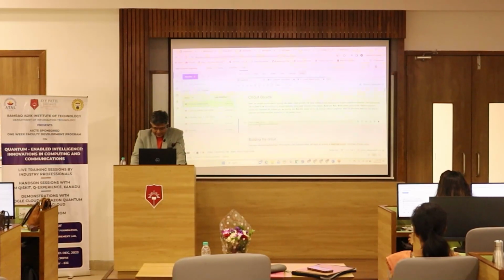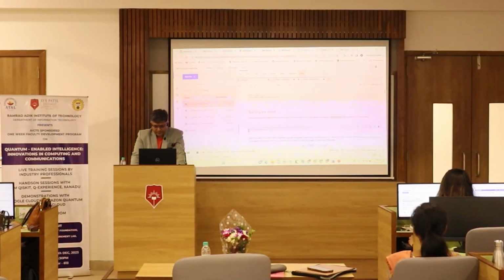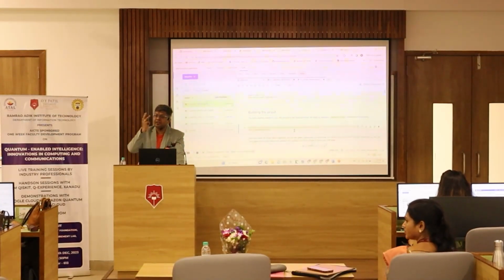Right. So if I select this and click on run the selected cell, I am running it now. It has run. Now I have started building the circuit. So the method is circ equal to QuantumCircuit, and I have given the parameter as 3, which means that I want to build a circuit with 3 qubits.